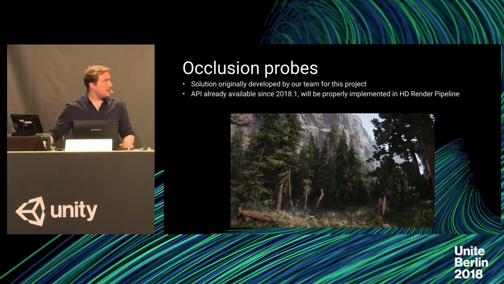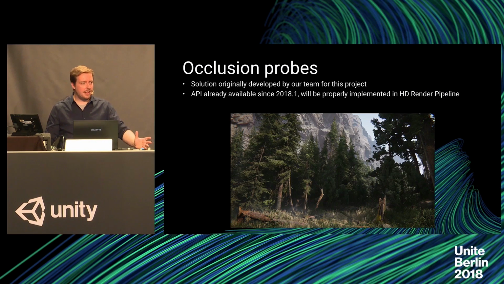Occlusion probes is a solution that was developed by our graphic programmer, Robert, for this project. And it has been integrated as an API already in Unity since 18.1, but there is no UI for that. But I know that they are working on it. So what is it and how does it work?